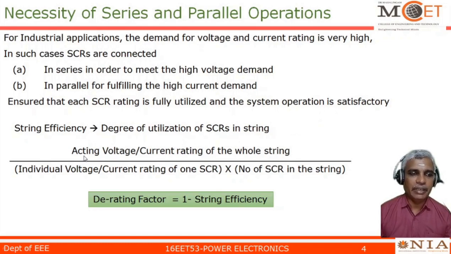String efficiency is calculated by using the formula: actual voltage or current rating of the whole string divided by the individual voltage or current rating of one SCR times the number of SCRs in the string. And the derating factor, that is how the SCR is derated in a string, is determined by the formula 1 minus string efficiency. These two formulas determine the utilization of SCRs in a string.